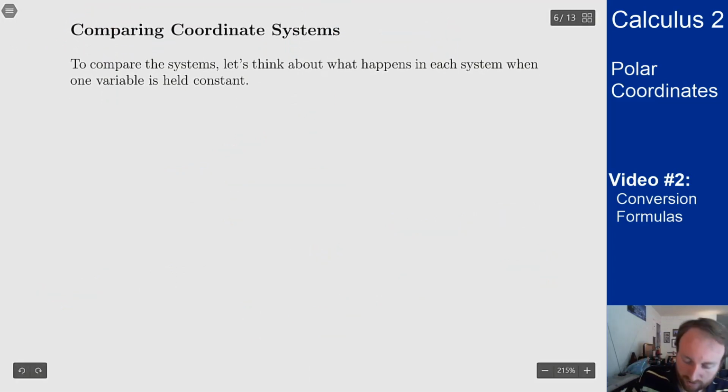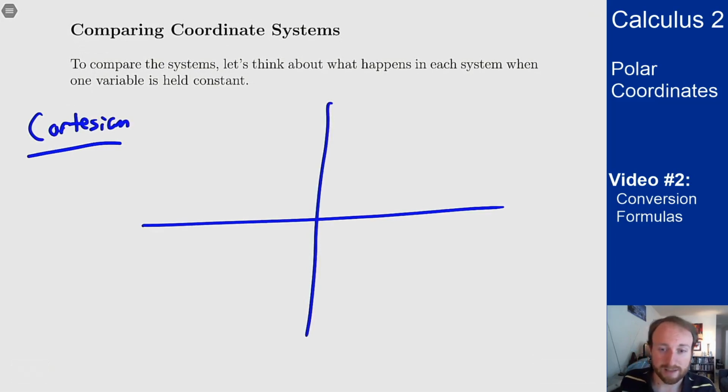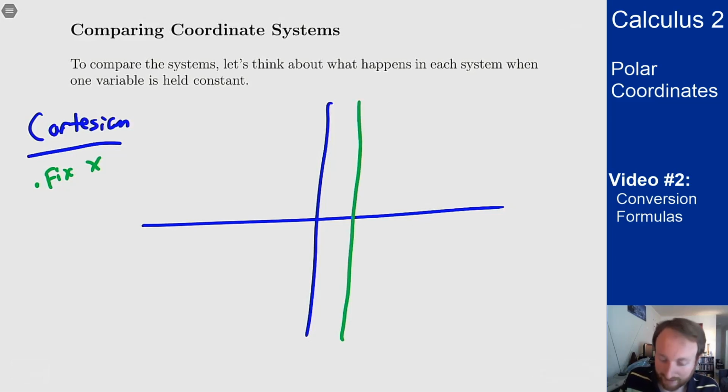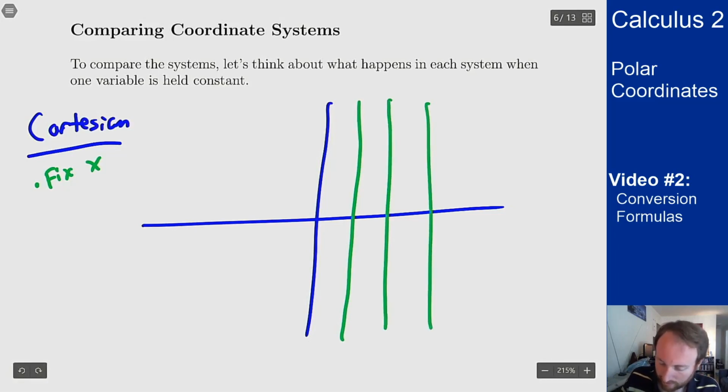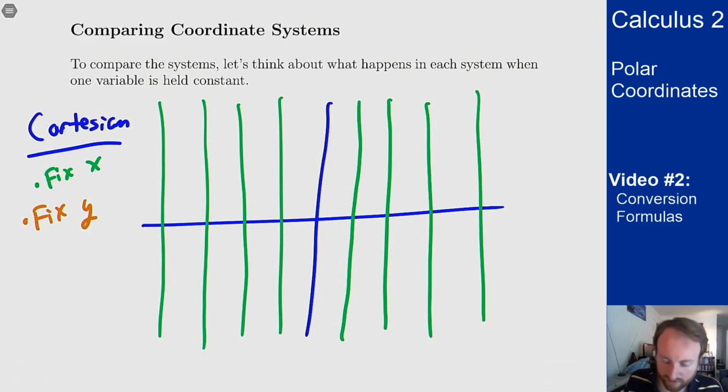So for Cartesian coordinates, if I fix the value of x and let y vary, what I get is x equals 1. I get a vertical line like this. So for fixing x, I will always get a vertical line here. Similarly, if I fix y, this is the line y equals 2, y equals 3. These are all horizontal lines.